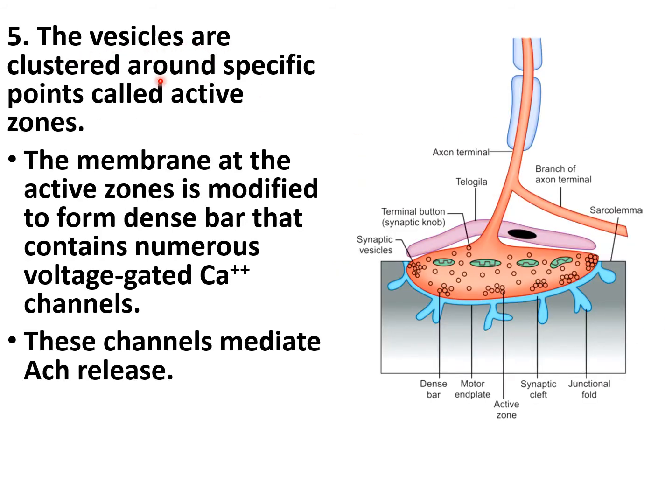The vesicles are collected around specific points known as active zones. So suppose these are all vesicles; they are collected at specific points, and this is known as the active zone. The membrane at the active zone is modified to form a dense bar, like this, and it contains numerous voltage-gated calcium channels, and these channels mediate acetylcholine release.